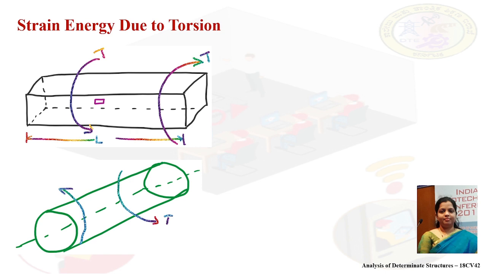Now, let us compute the strain energy due to torsion. When we apply torque, there will be a straining or twisting in the rod. The energy stored in the rod due to twisting is called strain energy due to torque. This strain energy can be computed using the expression delta U is equal to half into T into phi, where phi is the angular deformation. It is indicated here, that is phi.